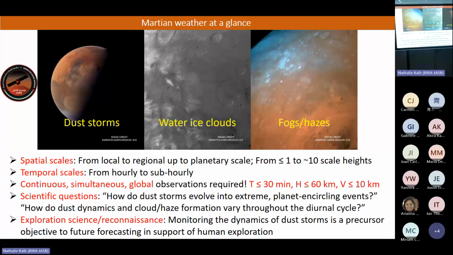Why do we need this kind of continuous, simultaneous, global observation? Because there are scientific questions still unanswered. We have some hints, but we don't have the final answer yet. Probably we never will, who knows? But the questions are there. For example, how do dust storms evolve from local to regional to planetary scale? And how do the dynamics of dust and clouds vary through the diurnal cycle? The diurnal cycle is only now being studied and observed. There is also a good reason to look at this weather phenomenon, because hopefully one day humans will go to Mars. So monitoring the dynamics of these events is a precursor objective for future operations on the surface, because you would require forecasting of these events, particularly dust storms.